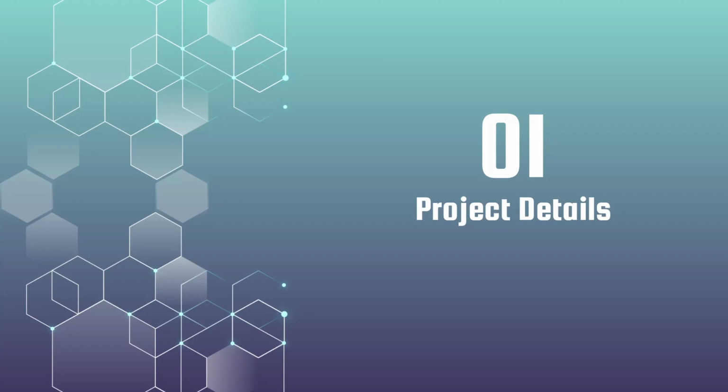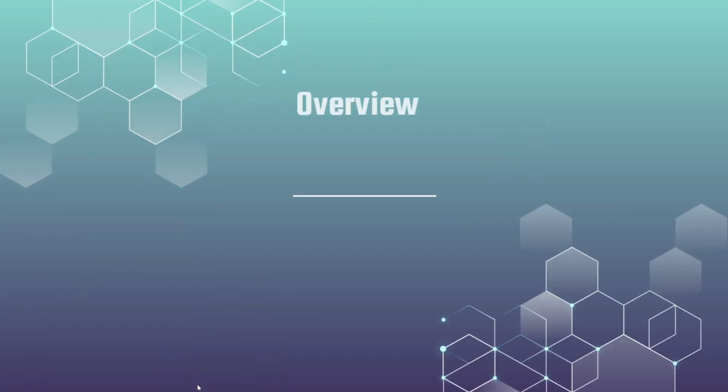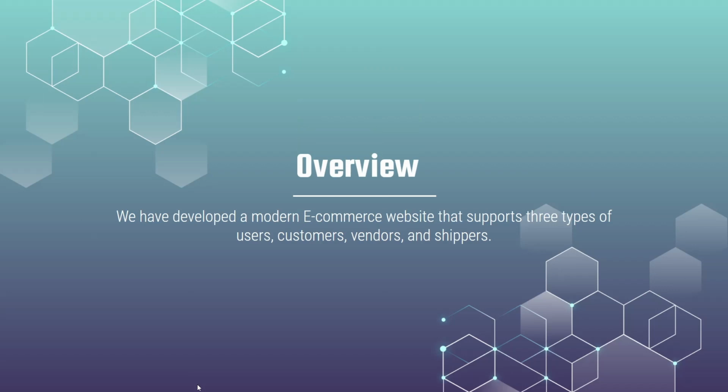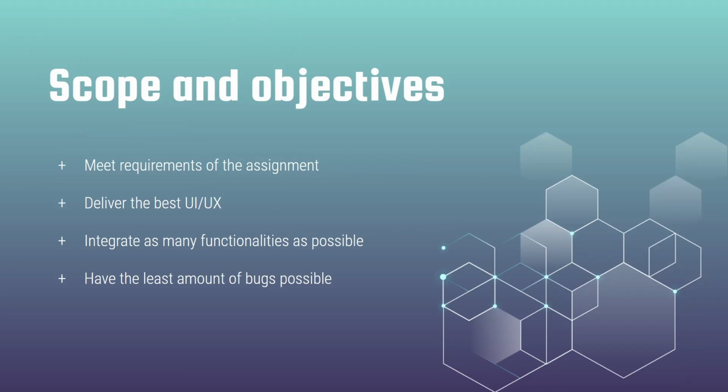For the project's details, the first thing I want to talk about is the overview: we have developed a modern e-commerce website that supports 3 types of users, that's the customers, vendors, and shippers. The next thing I want to talk about is the scope and the objective.